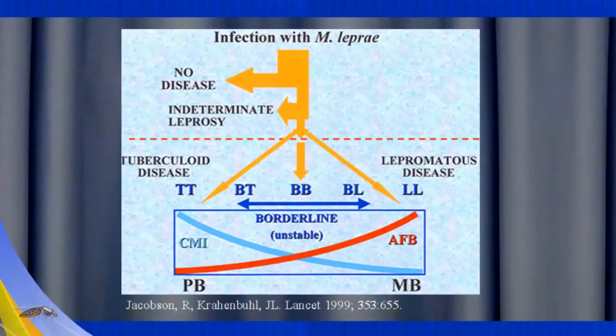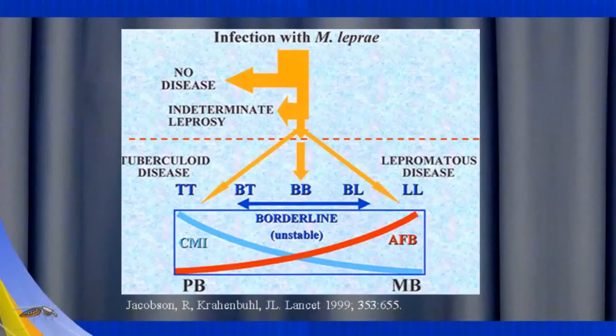As shown on the right, lepromatous leprosy is found in patients with a weaker immune response and a higher organism burden. These patients have numerous poorly demarcated raised or nodular lesions on all parts of the body. As we move from left to right on the diagram, cell-mediated immunity, CMI on the figure, decreases, and the number of acid-fast bacilli in the dermis, AFB on the figure, increases.